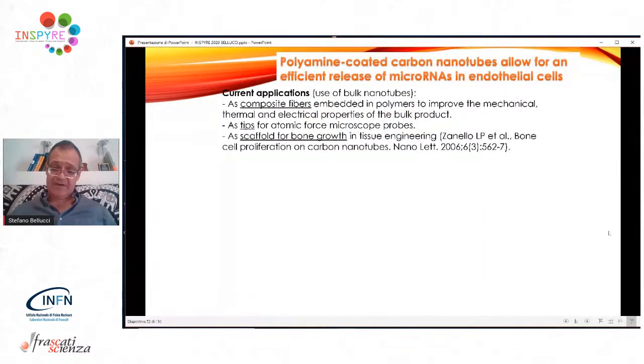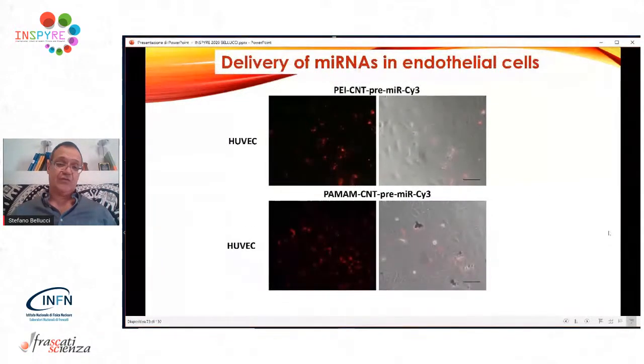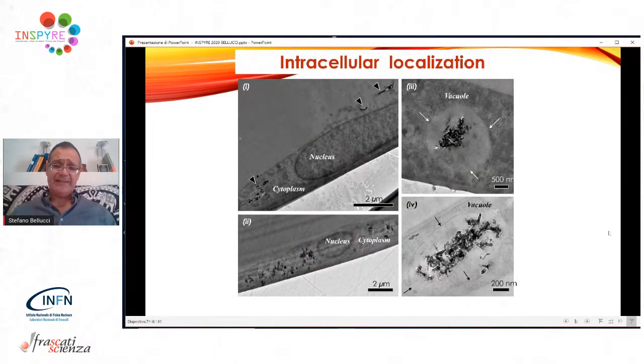And we delivered essentially micronucleic acids, microRNA, using carbon nanotubes. Here you see the vector we prepared: carbon nanotubes conjugated with a polymer, with an aminic polymer. Both ingredients are toxic, but when they are conjugated suitably, engineered, the toxicity dramatically drops down. They are loaded with microRNA and then delivered.